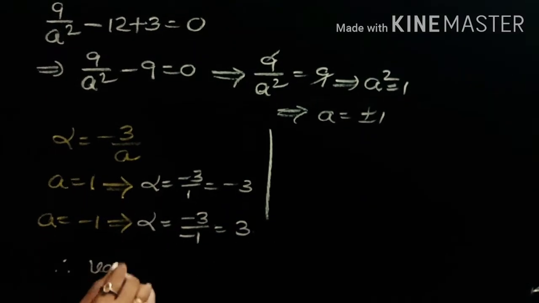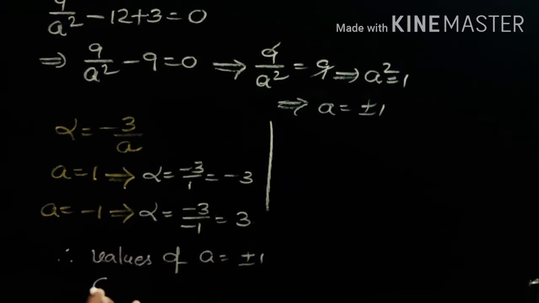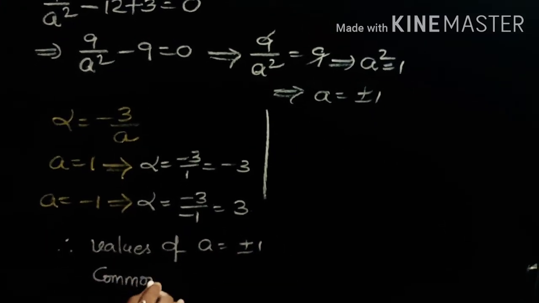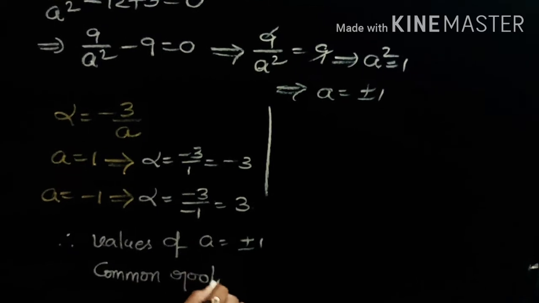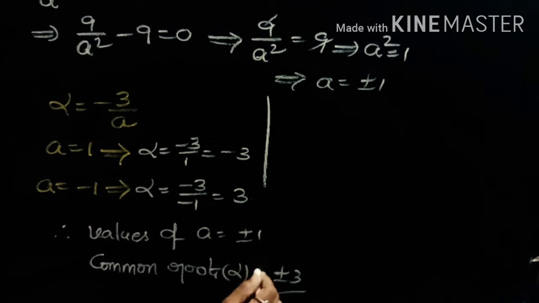Therefore, the values of a are plus or minus 1 and the common roots, here roots means we take the values of alpha, alpha is equal to plus or minus 3. That's all.